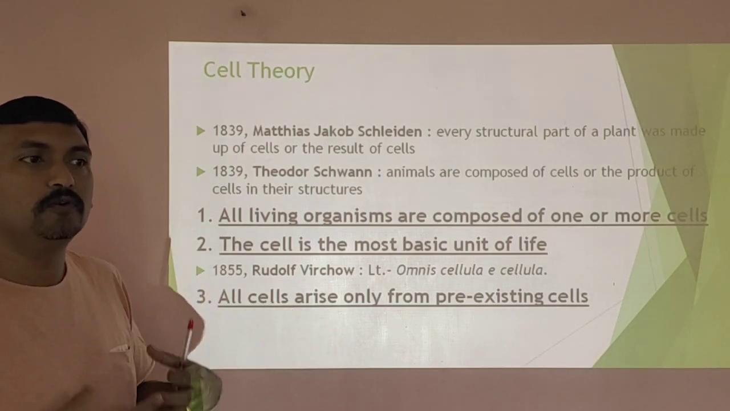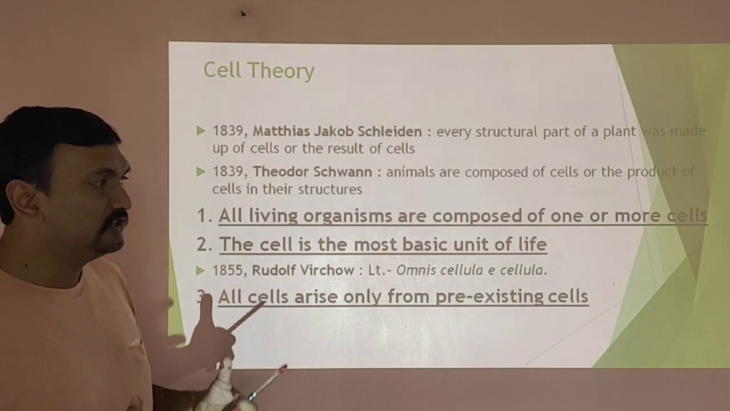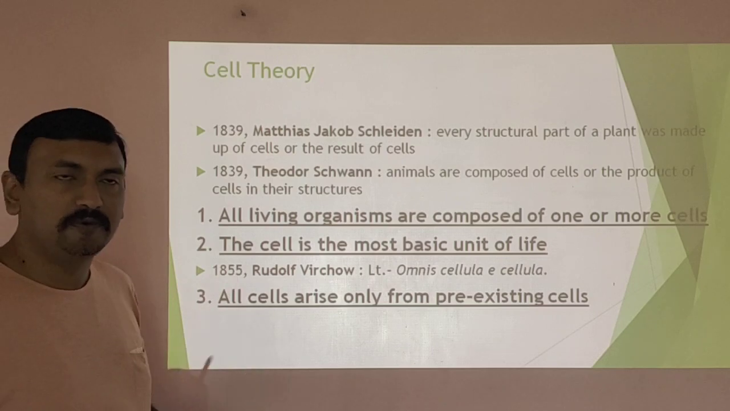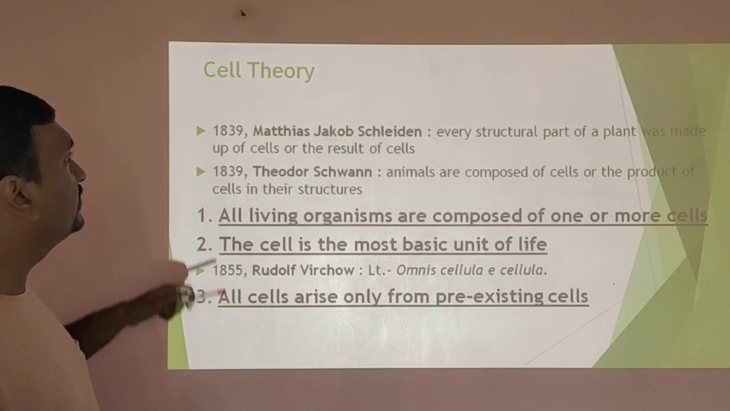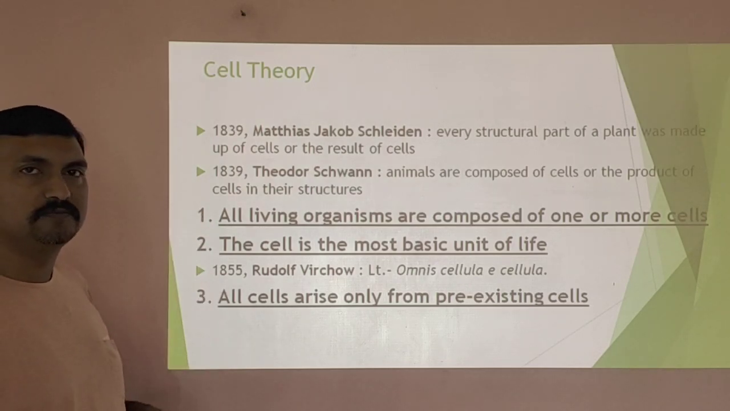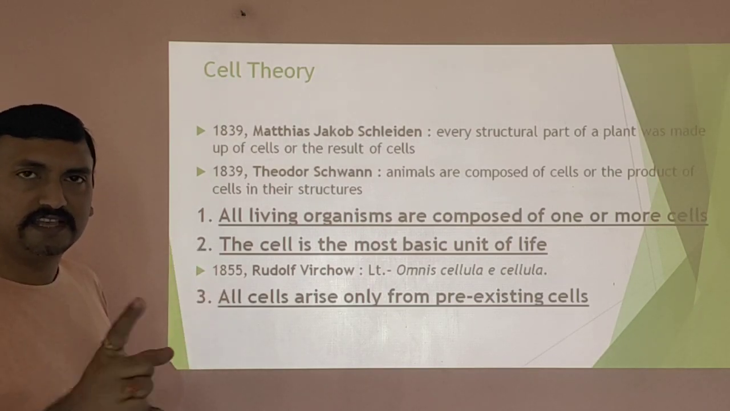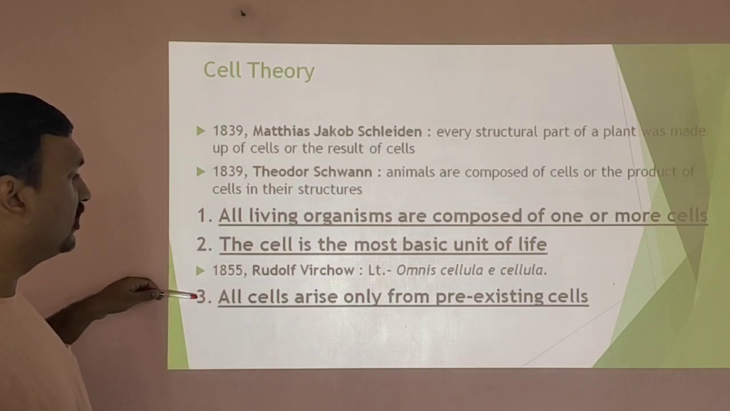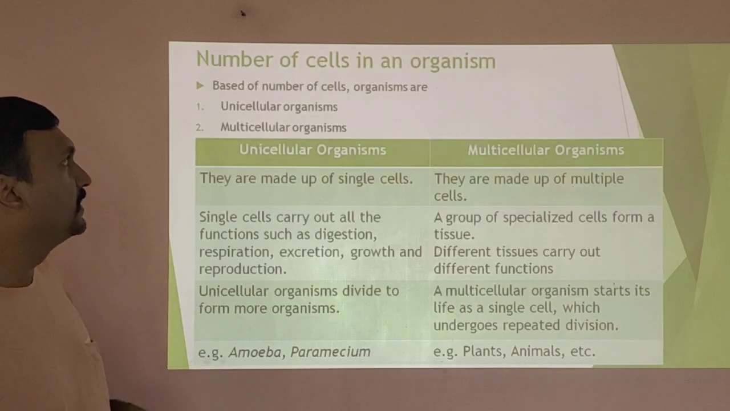The question came up, where do new cells come from? It cannot simply come from nowhere. So for new cell formation, there has to be already a pre-existing cell. So in cell theory, we get three tenets, that is, all living organisms are composed of one or more cells, the cell is the basic unit of life, and all cells arise only from pre-existing cells.